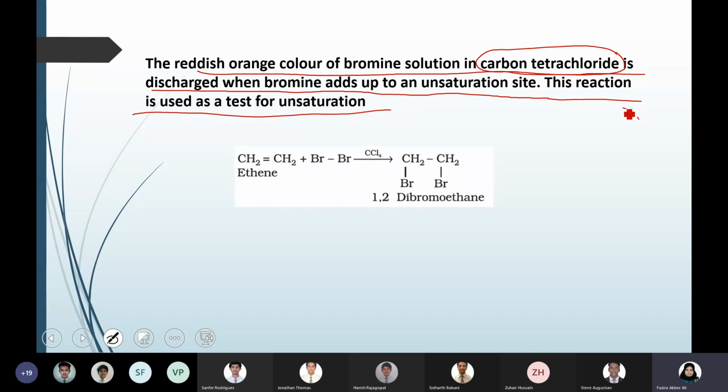So it's very important. You may get a question related to the test for unsaturation. Give a test to find the unsaturation in the compound, or what will happen, like an observation of color change, when bromine is added to a particular compound. Maybe they say generally alkene, or they will say propene, butene, some specific example. So you should be able to write the reaction and also explain the color change.